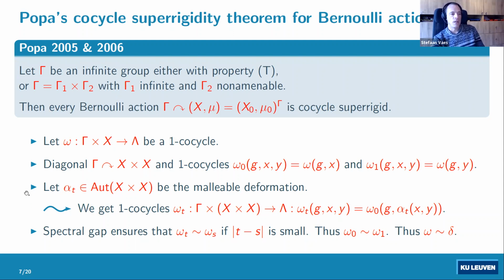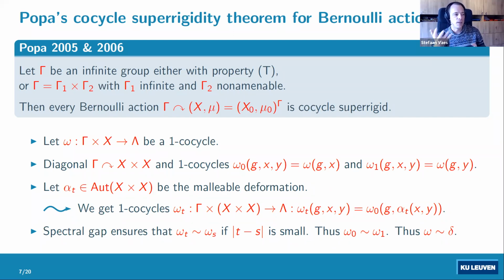Now, as I said, Bernoulli actions have this malleability property, so you can turn the identity to the flip in a way that commutes with the action, and therefore we actually get a one parameter family of one cocycles. Depending on this parameter t, we have all of these as one cocycles for the diagonal action.